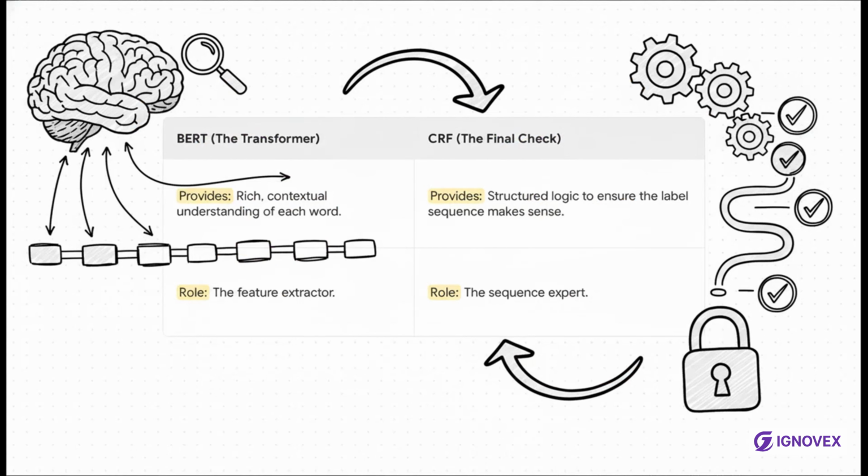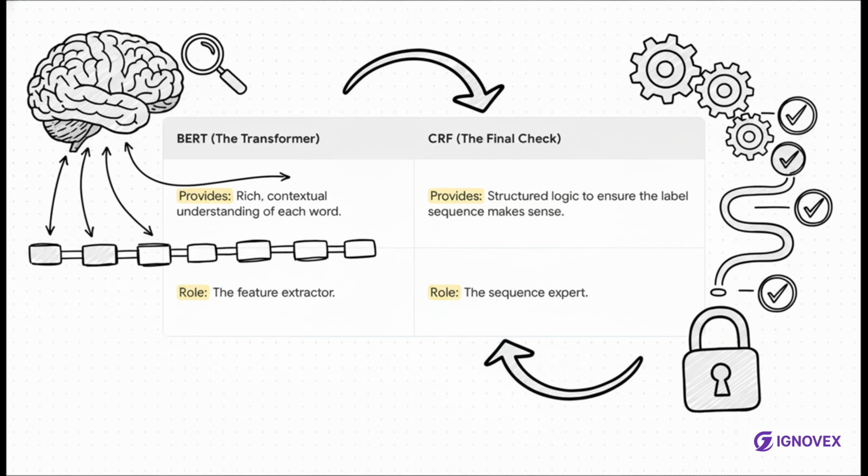So here is how this dream team works. Think of BERT as this incredibly smart reader. It's the feature extractor. It goes through a sentence and develops this deep, rich, contextual understanding of every single word. Then it passes all that amazing insight over to the CRF. And the CRF's job? It's the final logic check.